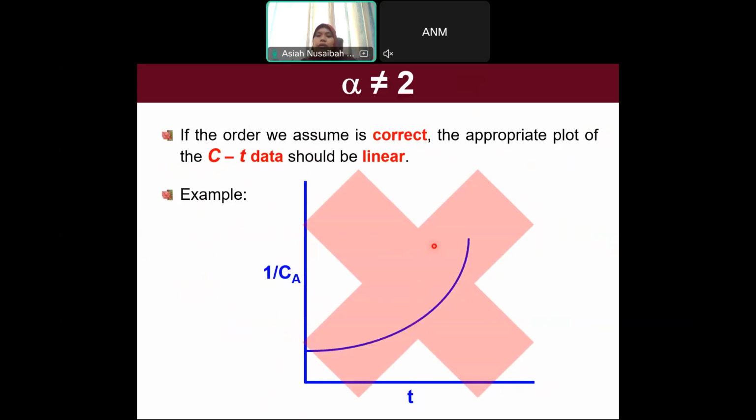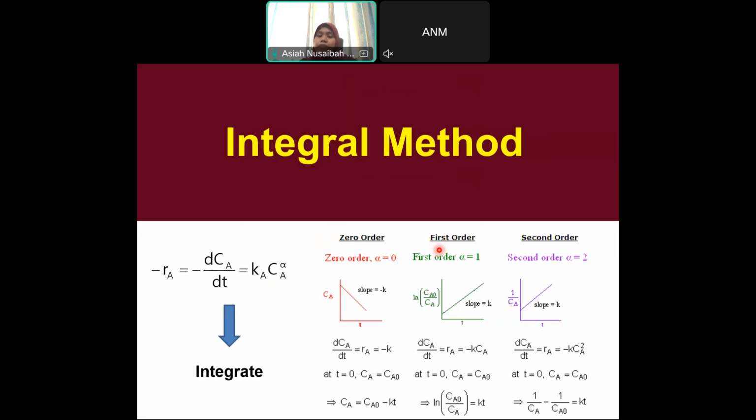Okay. All right. So let's recap. The integral method is very simple. What do we do? We have to write the rate law in differential form, and then we have to integrate. Then we evaluate whether it's zero order, first order, or second order. We will modify the equation based on the order. So if zero order, we have to plot a graph of CA versus t. If we get a straight line, then it follows zeroth order. Our slope will be minus k.